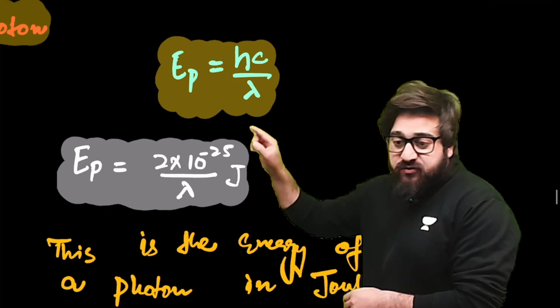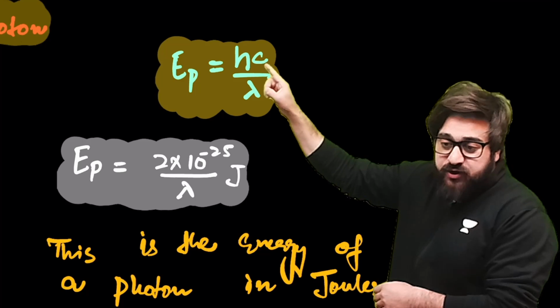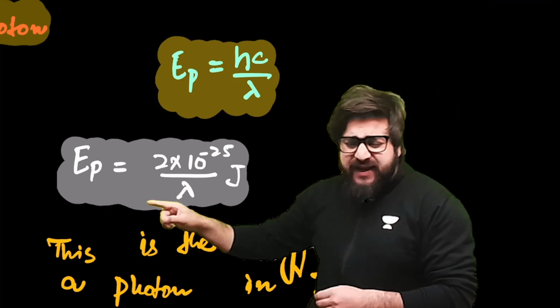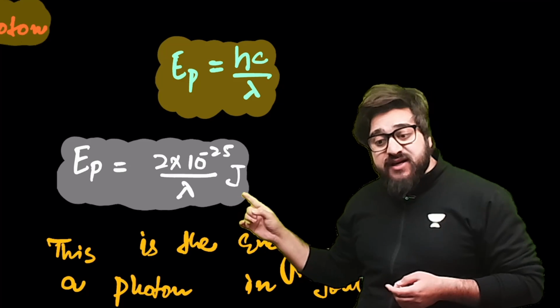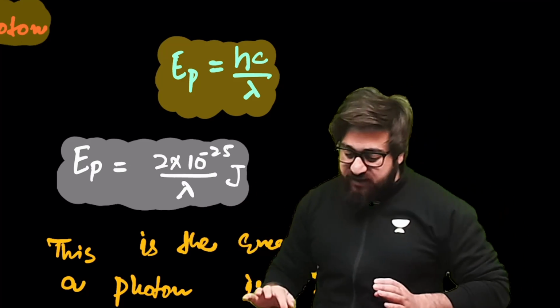If you put the values of h and c, you'll get this value. So directly you'll remember this is also the energy of a photon, which helps you to find its energy in joules, and lambda is given in meters.